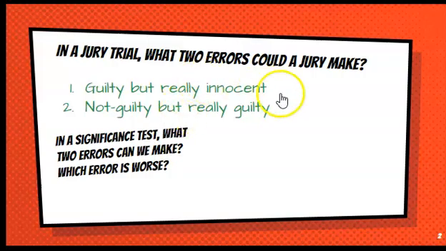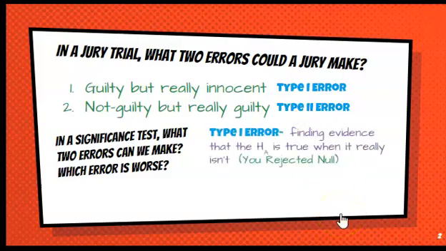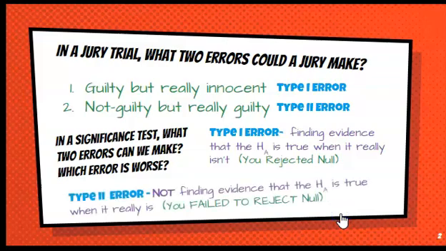Now in this situation, the first statement is what we call a type 1 error. The second is a type 2 error. All right? So in a significance test, same two errors, and here's how it works out. A type 1 error means that you found evidence that the alternative is true when it really isn't true. Okay? You found evidence that the alternative is true, but it really isn't, meaning you rejected the null hypothesis. Okay? A type 2 error is the opposite. You do not find evidence that the alternative is true, but it really is. In this case, that you made a conclusion where you failed to reject.